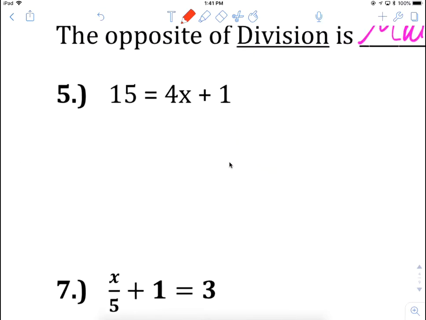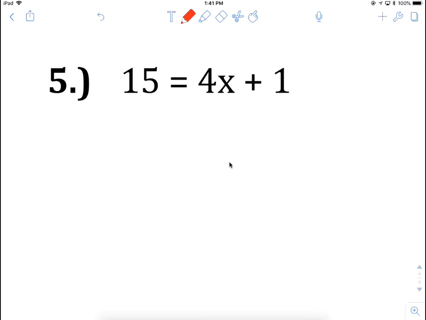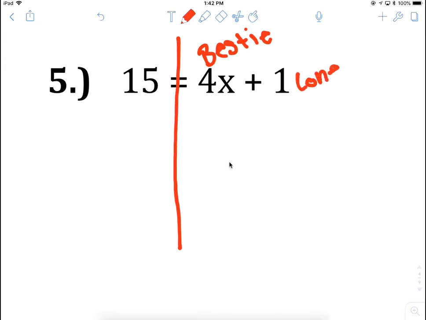If I'm trying to get that x by itself, one way that I think about that is I think about it like a party. I want to get the x by itself. It's his party. 4, this is his best friend. I'm going to put bestie. Okay, if you're having a party and your parents come home, are you going to kick your best friend out of the party first? No, you're going to kick this loner guy. You're going to kick him out first, okay?